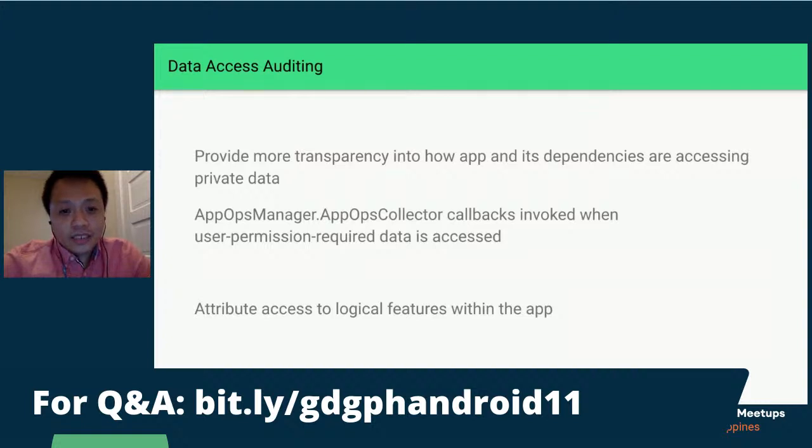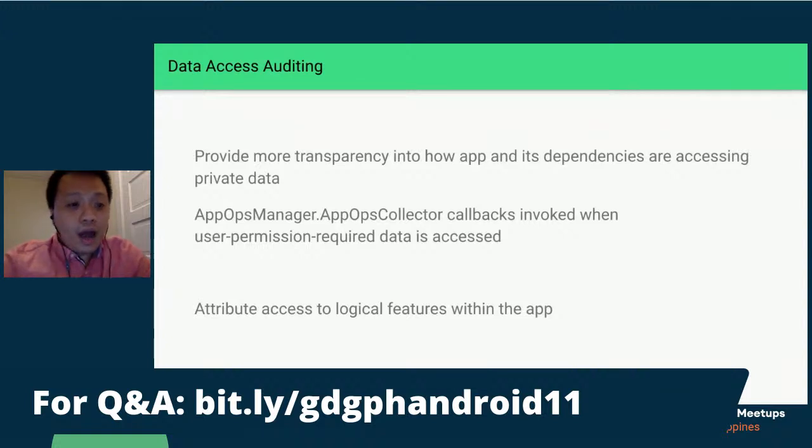So data access auditing is for that, and also for our application, so we can see which parts of our app are accessing data. So we can prevent it, or we can know what private data is being accessed, and we can notify the users, oh, we're accessing this, or we can prevent that from being accessed at all.